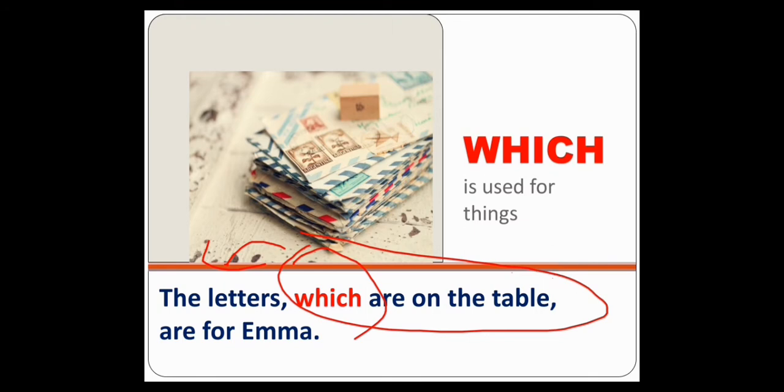So here we use which because we don't have a person but we have an object. So when we have objects and animals, we use which to give more information about the noun, not who. So who for people, which for animals and things.